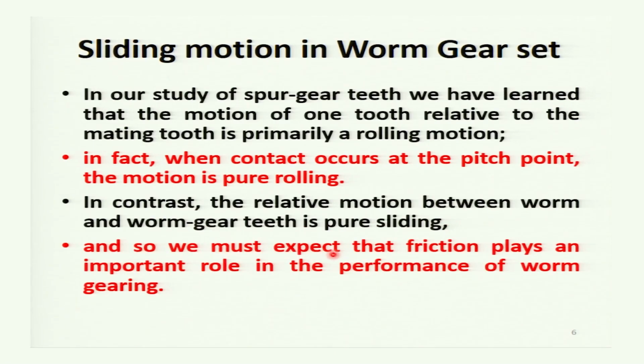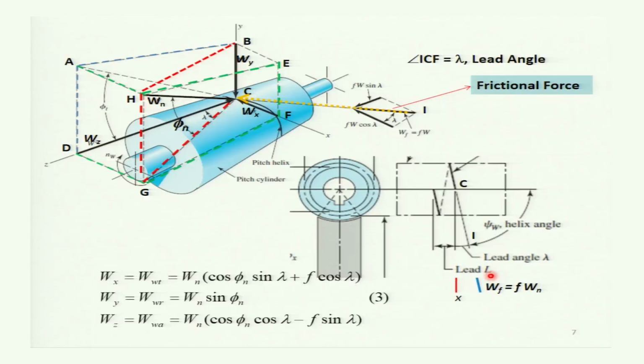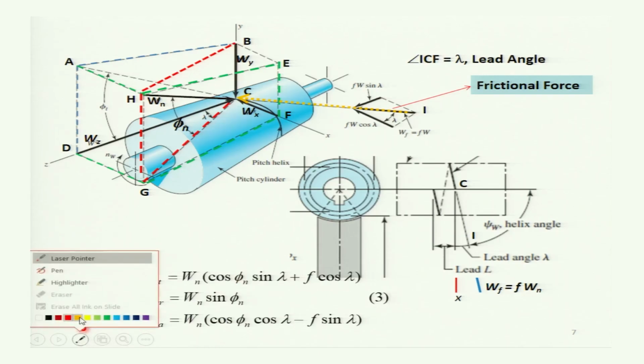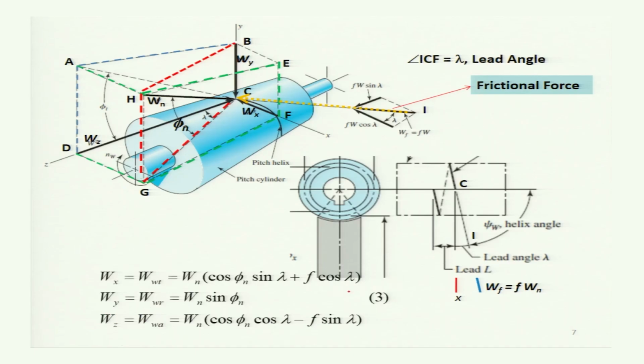And so we must expect that friction plays an important role in the performance of worm gearing. The forces which were determined just now have not considered the effect of friction. But we just studied that for the case of worm and worm gear drive, the motion is of pure sliding type. And when the motion is of pure sliding type, then friction is prominent. And so the force acting due to friction should also be taken into consideration.